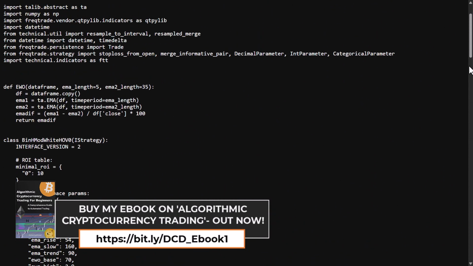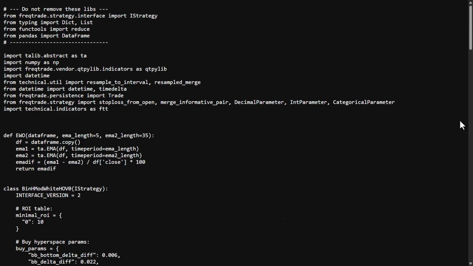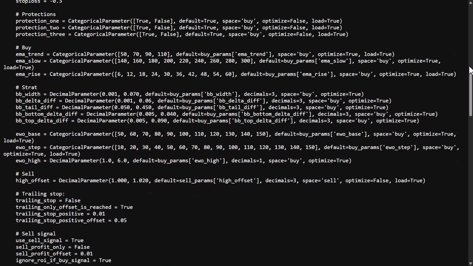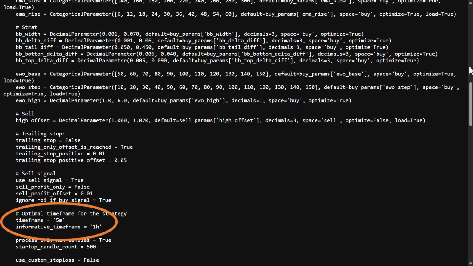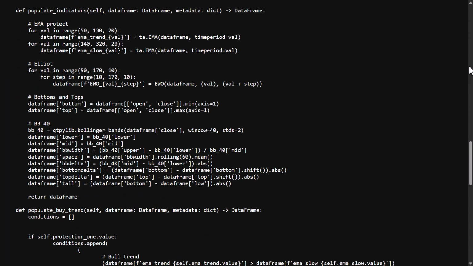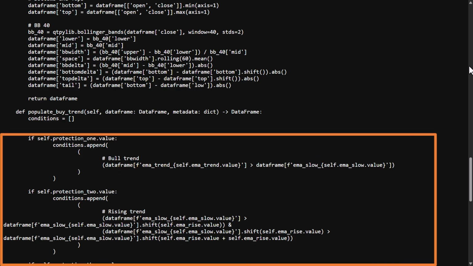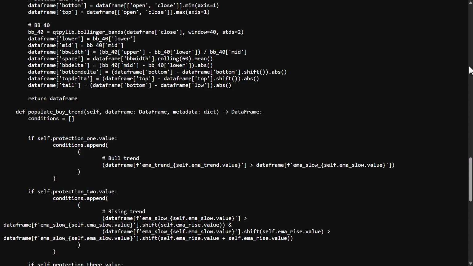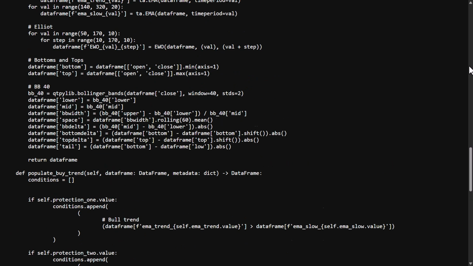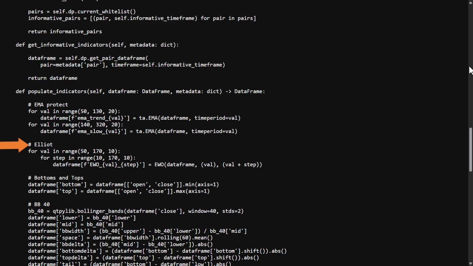Let's get into more details about the strategy. This one is based on the 5-minute time frame and also uses the 1-hour time frame for confirmation. There are 3 main indicators that are used to determine the entry signal. The first one is the Bollinger Band that has an alternative setting than the default ones, and then there are 3 EMAs that are used to determine the trend. They are somewhat hidden in the entry trend protection, but if you look closely then you can see that they are there. And the last indicator is the EWO, or the Elliott Wave Oscillator, that is used to determine the momentum.